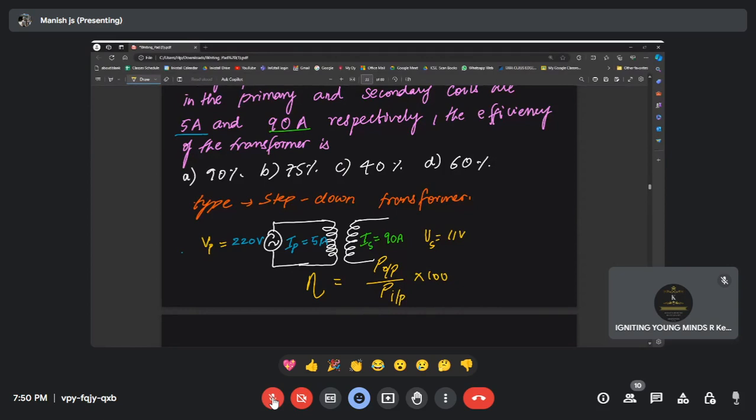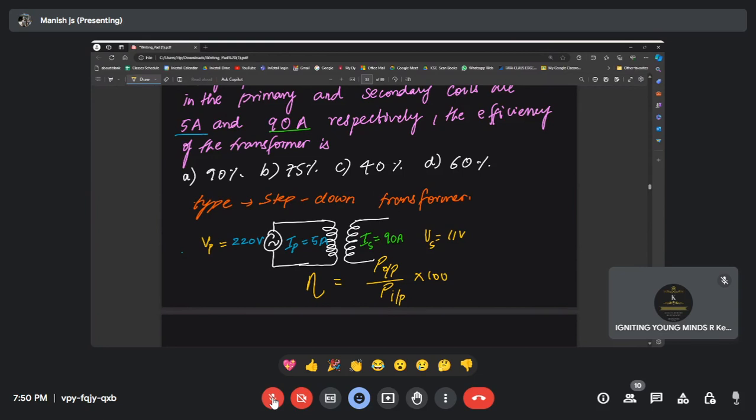Now, what is output power? Output is something that you get. Input is something that you supply, right? So here, what are we supplying? We are supplying a voltage of 220 volts, and a current of 5 amperes is being supplied by us.